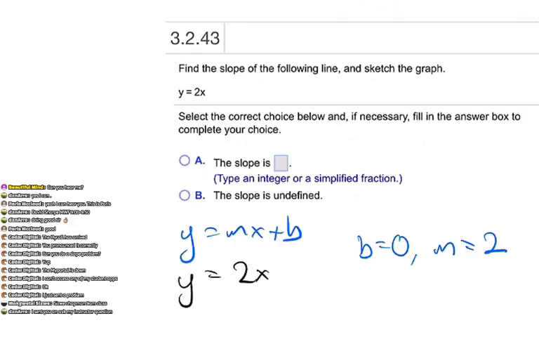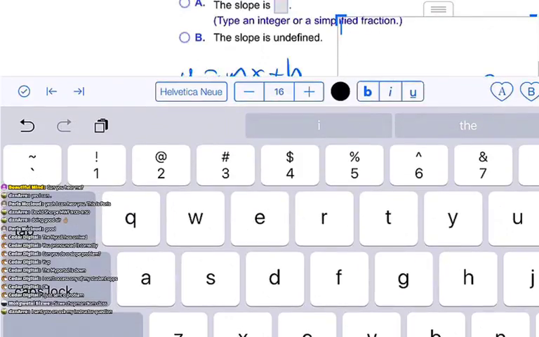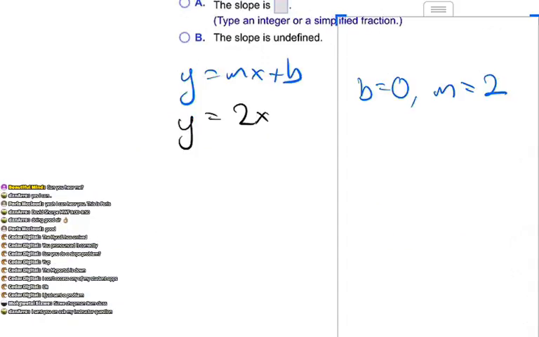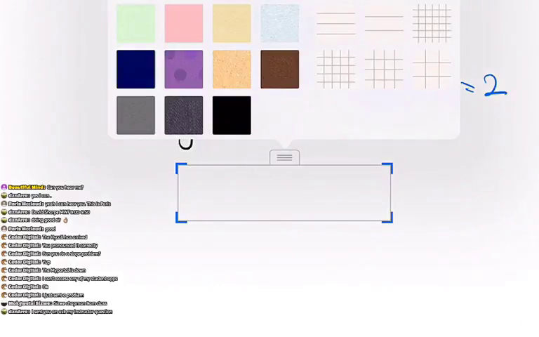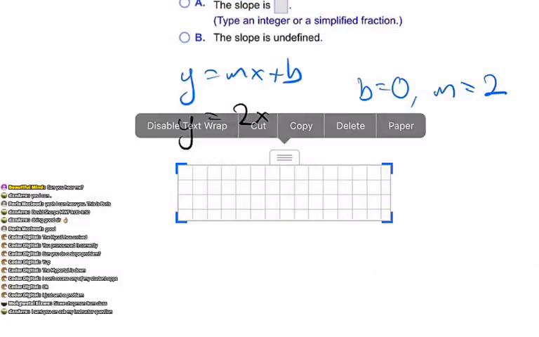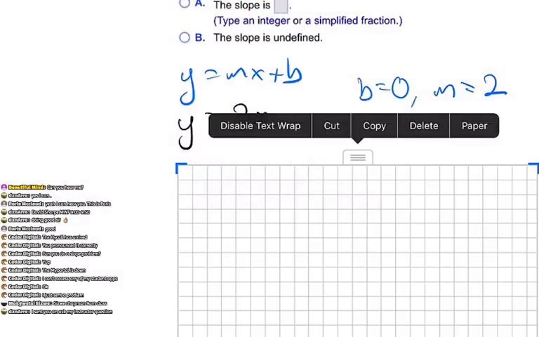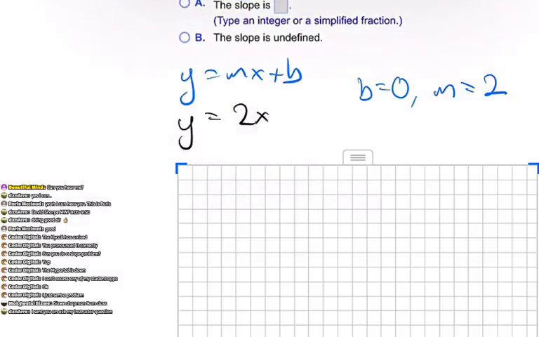Okay. So then it asks us to graph. Just pulling up some graph paper. All right. So we're graphing y equals 2x.